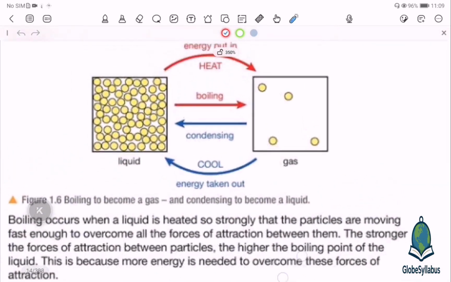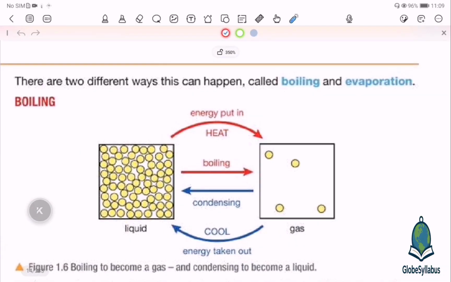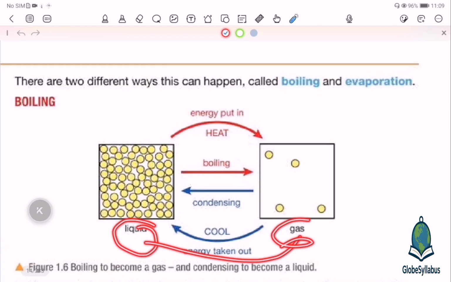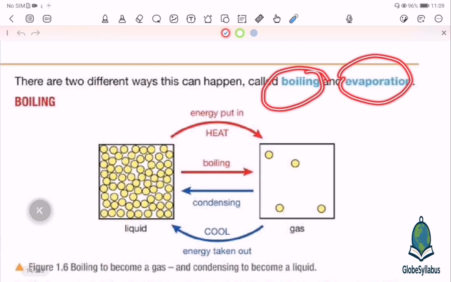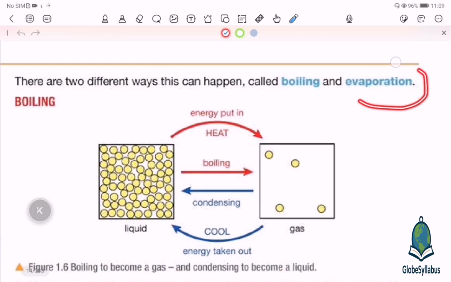This is the second diagram. There are two different ways in which a liquid can become a gas, called boiling and evaporation. What is the main difference between them? Both of them are a liquid becoming a gas. Boiling occurs at a specific temperature. For example, the boiling point of water is 100 degrees Celsius, whereas evaporation occurs over a range of temperatures, and can occur below the boiling point.